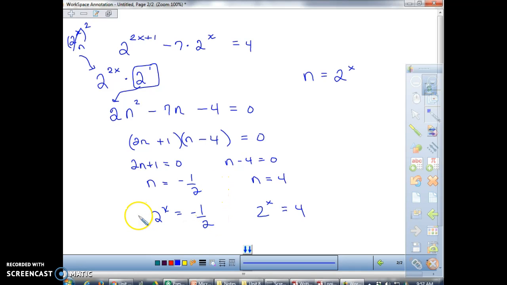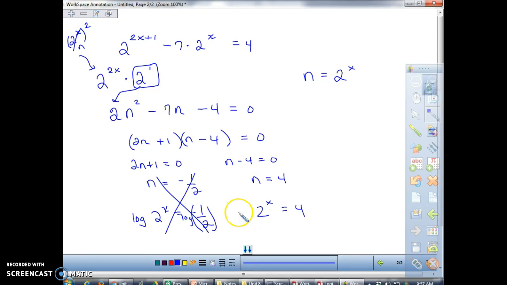Now, when I try to do this one on the left side, what do you notice? I would take the log here or ln, it doesn't matter, and when I do this, it's invalid. This is not one of my solutions. This is not a solution because I cannot take the log of a negative. So that's how I know that's not a solution. This one is a solution.